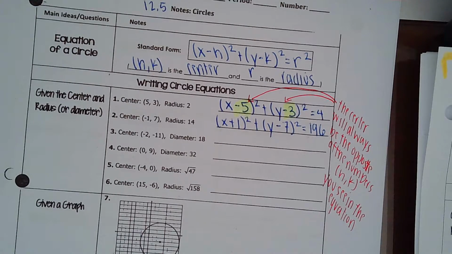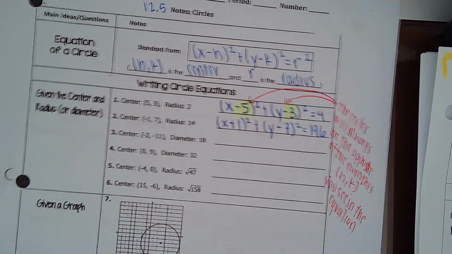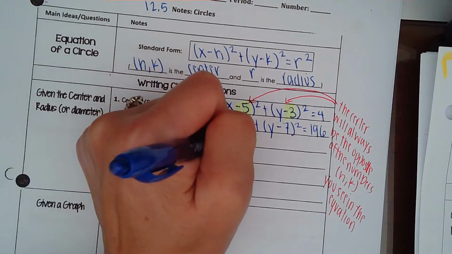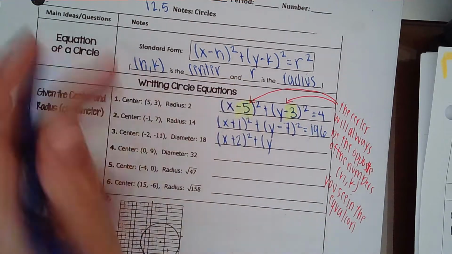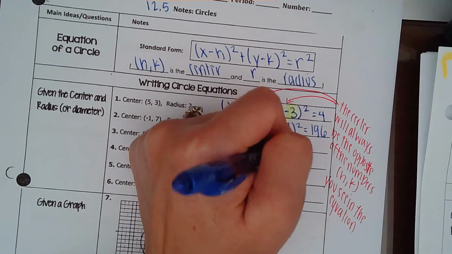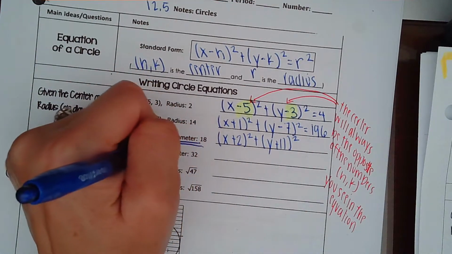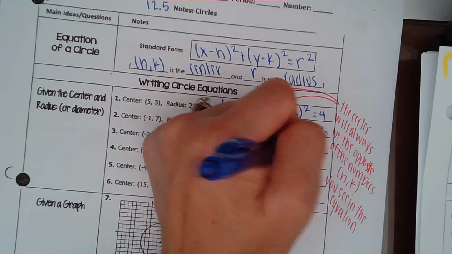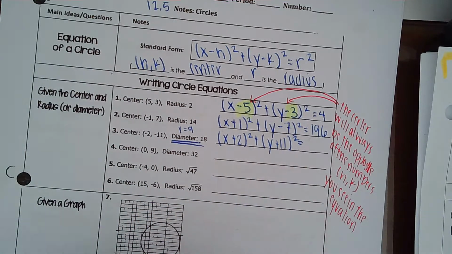Okie doke. Well, let's go ahead and try this next one. Oh, they're both negative, so I know my h and k are going to be positive. I'm going to have x plus 2 squared plus y plus 11 squared. And this time it gives me my diameter. Remember, your radius is always equal to half your diameter, so my radius would be equal to 9. My radius squared is 81.